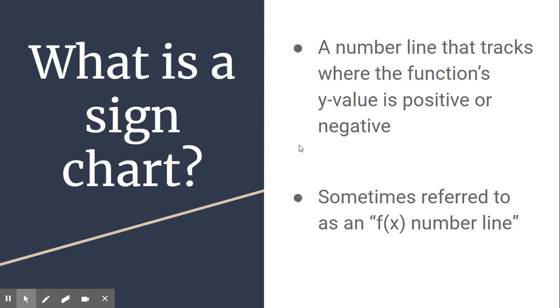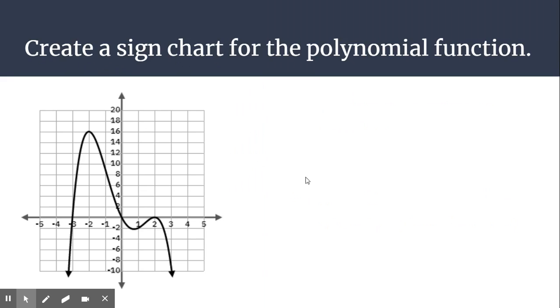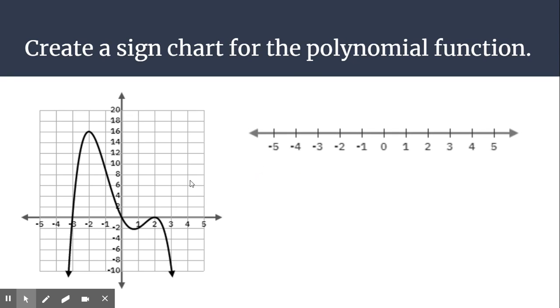You may see a sign chart referred to as an f of x number line at some point in your math career as well. So let's make a sign chart for this polynomial function. I've given you a graph, and so the first thing we need to do is create a number line. I have just gone from -5 to 5 on my number line, only because that's all I need to be able to see this graph right here.